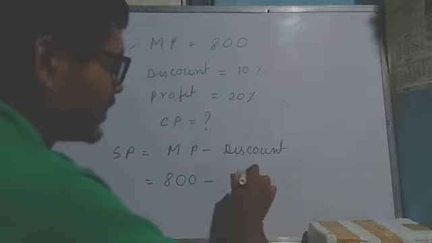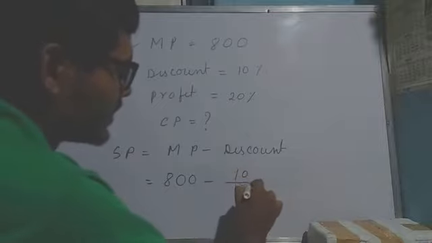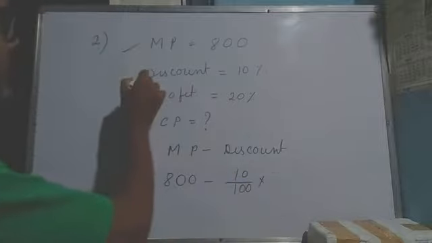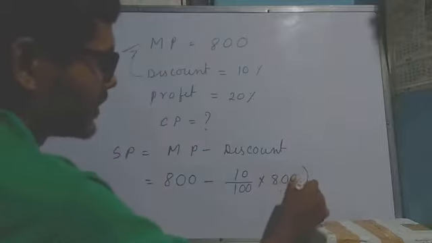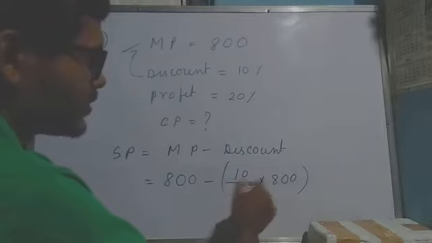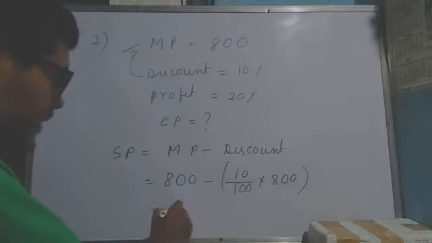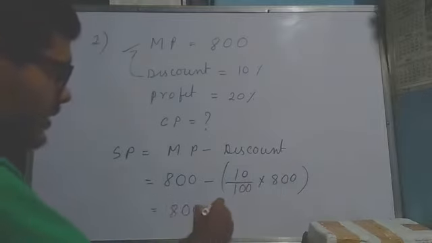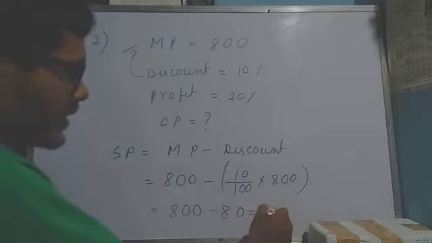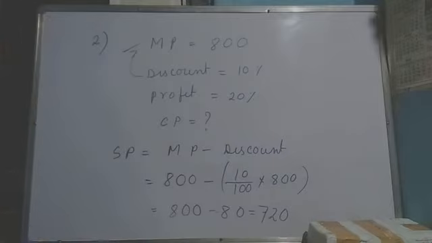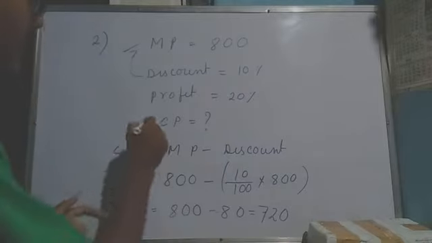10% means divide by 100. This discount is given on the market price, so 800 will be multiplied this way. Now we cancel the zeros, and it will be 80. 800 minus 80 will be 720. Yes, 720.